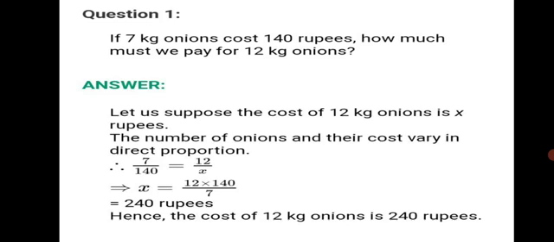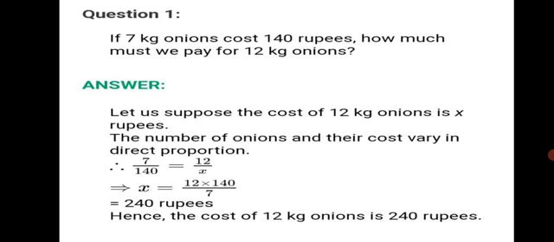140 we have to divide by 7. It is easily divisible. 7 twos are 14 and 1 zero remains. That means 7 twenties are 140. 12 into 20. That means 12 twos are 24 and 1 zero makes it 240. So you got your final answer as 240 rupees.